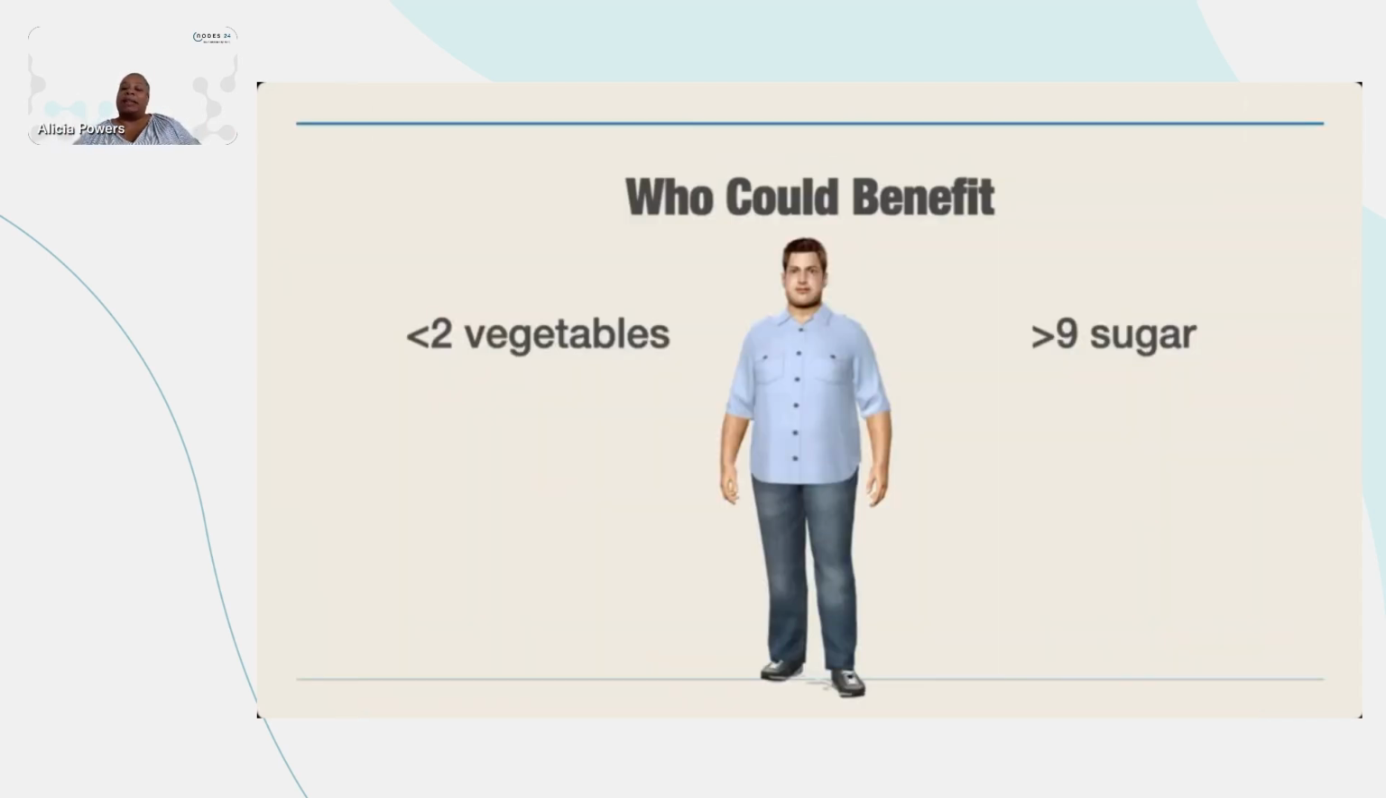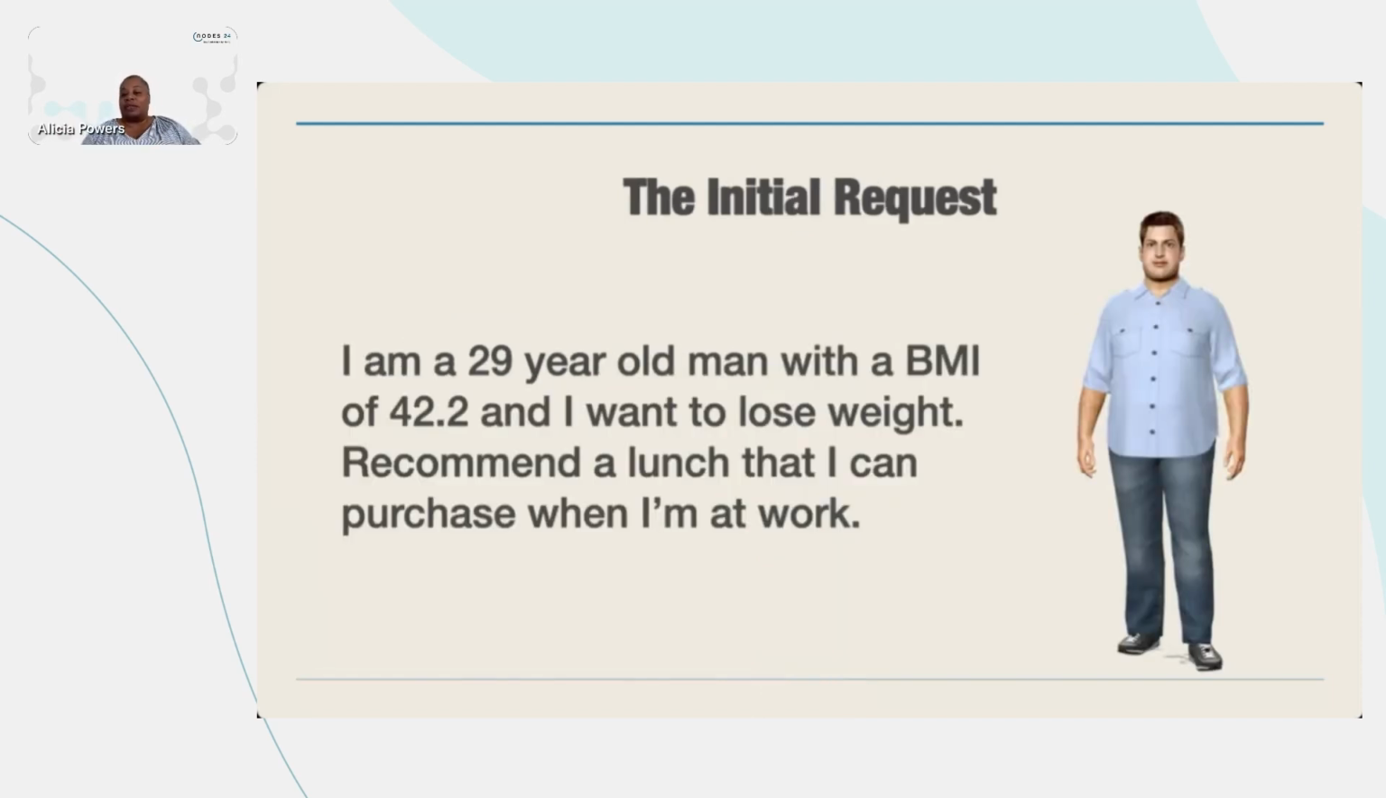So, using this idea, I would find someone who would benefit. I have someone who had less than two vegetables over a course of 2 days and more than nine sugar instances over 2 days. And so I tagged people in the data set that look like they could use some help. And so this is kind of the initial request as I imagined it. I am a 29-year-old man with a BMI of 42.2, and I want to lose weight. Recommend a lunch that I can purchase while I'm at work. And that's where it starts.